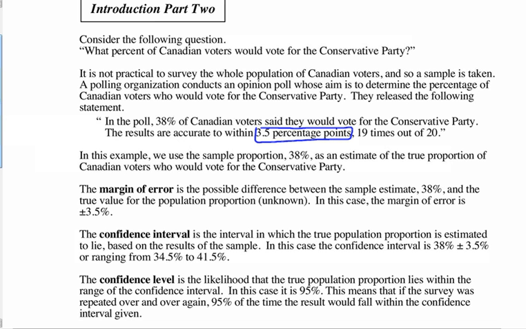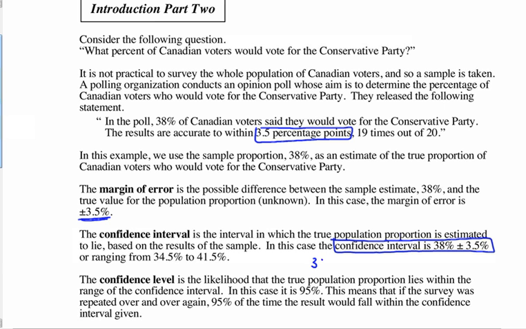Okay, so that would be the margin of error, the plus or minus 3.5% error. It's the difference from the sample estimate. The confidence interval, you could say, is the 38% plus or minus 3.5%, or you could say the range.